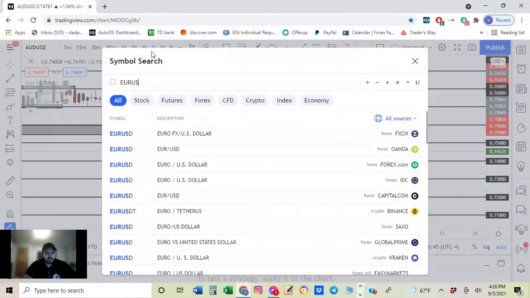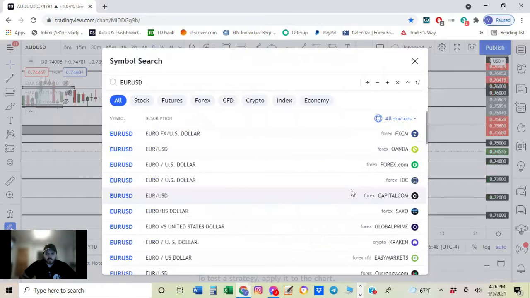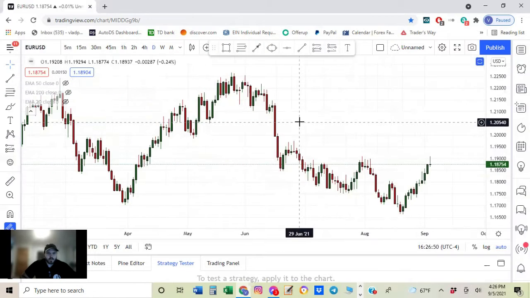This also pertains to basically any market: Forex, crypto, stocks. So we're going to do a different one right here.